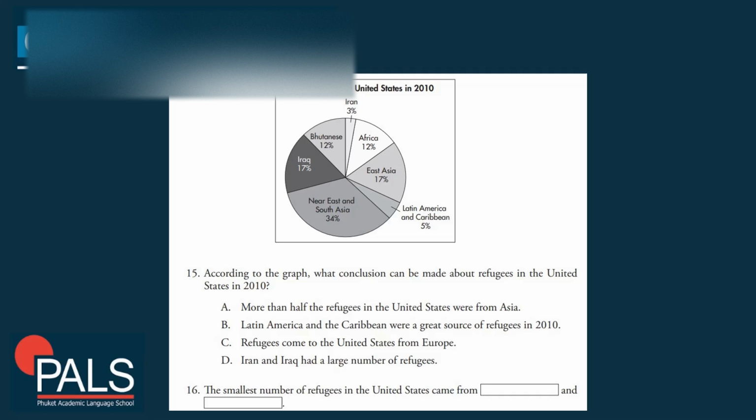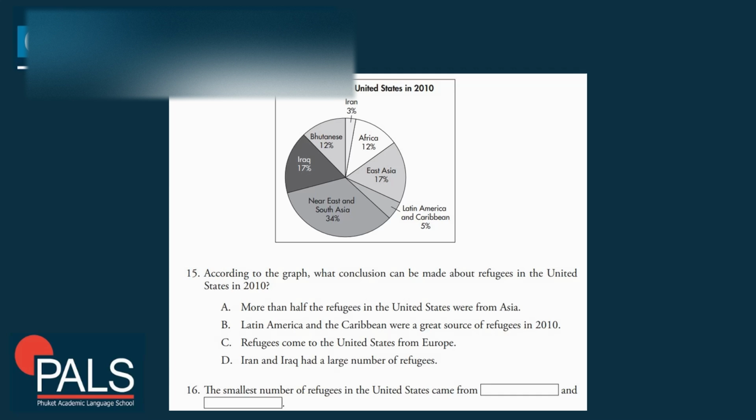More than half will be 50% or more, more than 50%. So we have East Asia accounting for 17%, and the Near East and South Asia accounting for 34%. That's a total of 51% coming from Asia. A is the correct answer. Look out for these fact versus opinion statements, and it's easier for you to determine which one's best.